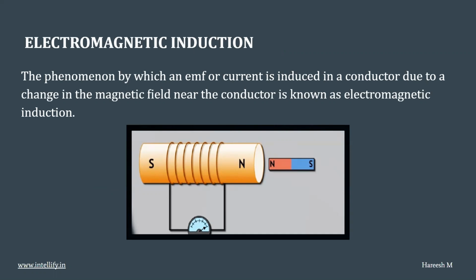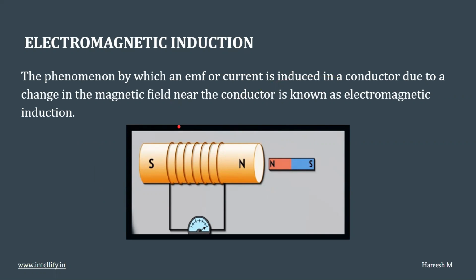So basically what this line explains is that if you look at this conductor and if there is a magnetic field around it, and if we vary this magnetic field, there will be current induced in this coil even though there is no battery. That is what is known as electromagnetic induction.